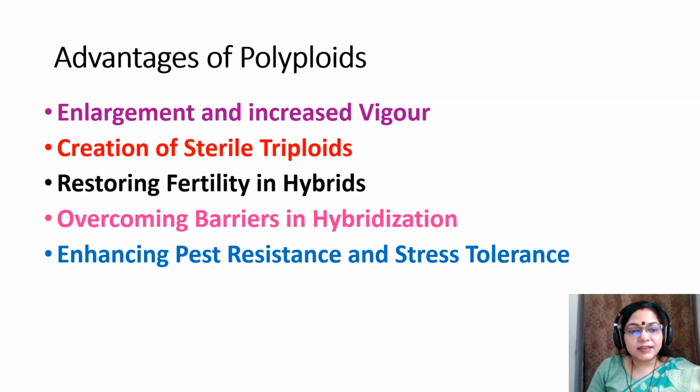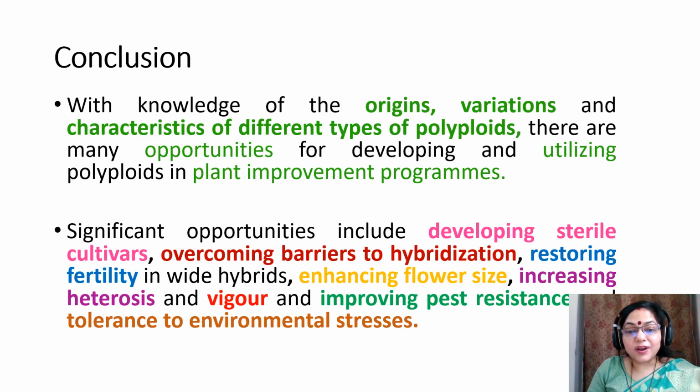Advantages of polyploidy: enlargement and increased vigor, creation of sterile triploids, restoring fertility in hybrids, overcoming barriers in hybridization, and enhancing pest resistance and stress tolerance. With the knowledge of the origin, variation, and characteristics of different types of polyploids, there are many opportunities for developing and utilizing polyploids in plant improvement programs. Significant opportunities include developing sterile cultivars, overcoming barriers to hybridization, restoring fertility in wide hybrids, enhancing flower size, increasing heterosis and vigor, and improving pest resistance and tolerance to environmental stress.